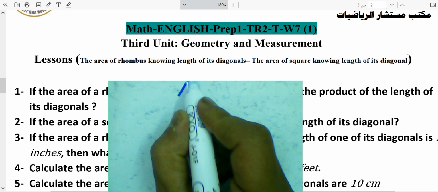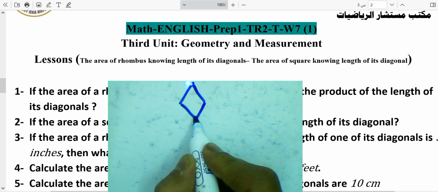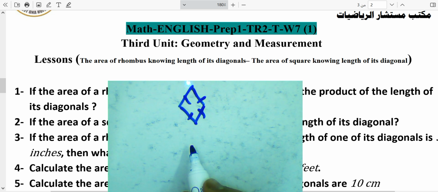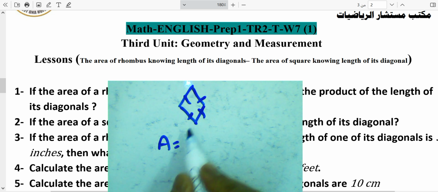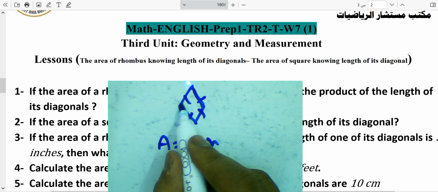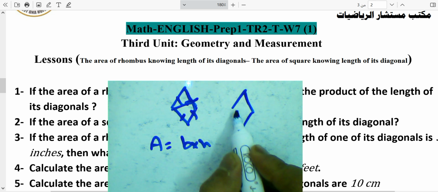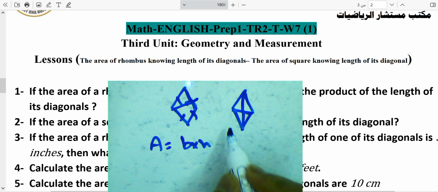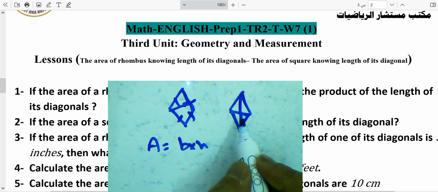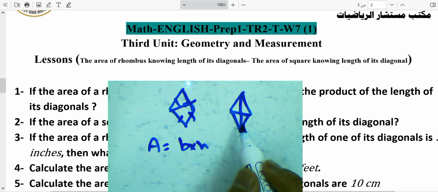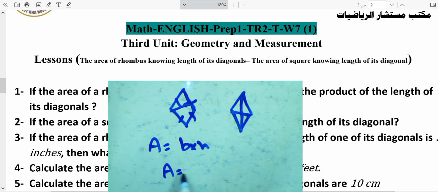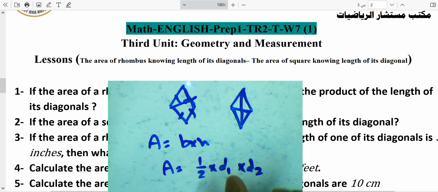We know a rhombus is a parallelogram in which two adjacent sides are equal in length, and the area of a rhombus equals base times corresponding height, or side by height. Today we will solve all questions by this rule: half times diagonal 1 multiplied by diagonal 2. We know the two diagonals in a rhombus are perpendicular and not equal in length. Then the area also equals half multiplied by diagonal 1 multiplied by diagonal 2. We have two diagonals here, not equal in length but perpendicular.